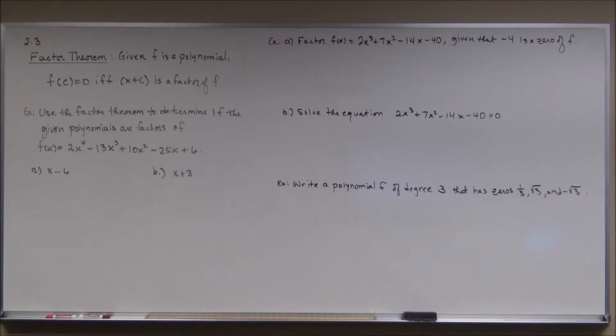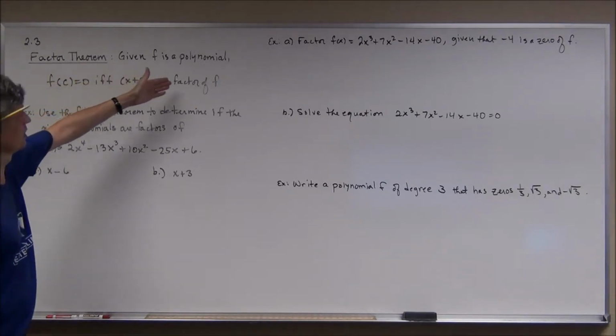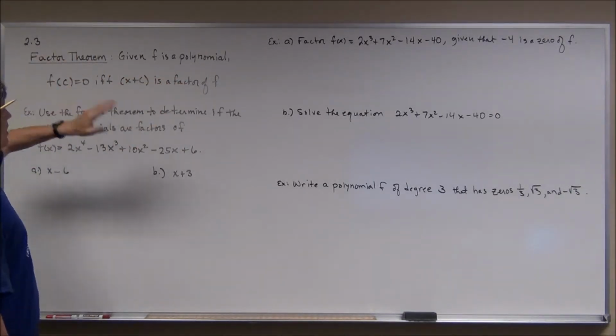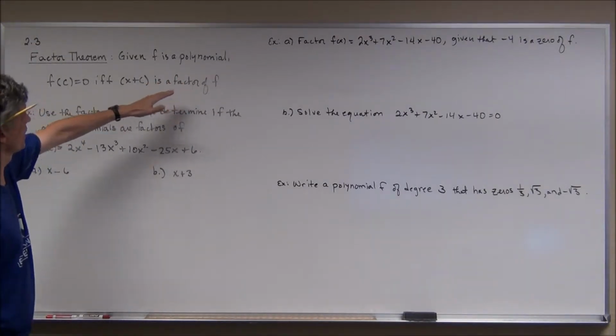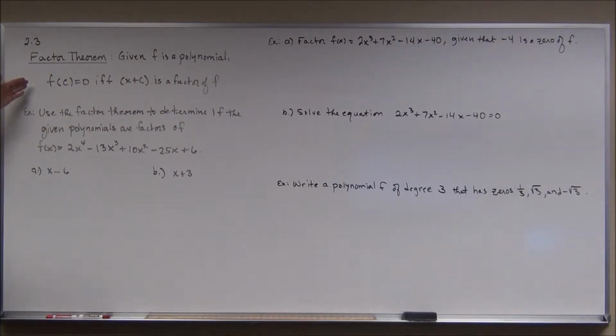Now notice how this is written. By the way, IFF is if and only if. f of c equals 0 if and only if x plus c is a factor of f. That means I can say if f of c is equal to 0, then x plus c is a factor of f, or I can reverse it. If x plus c is a factor of f, then f of c is equal to 0. So it's kind of a nice notation there.